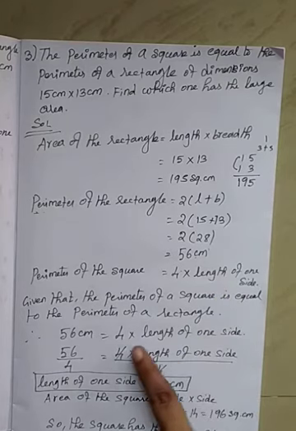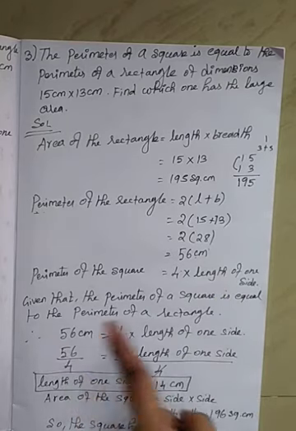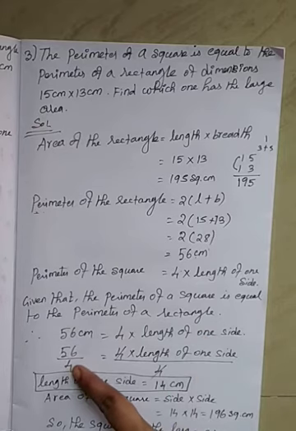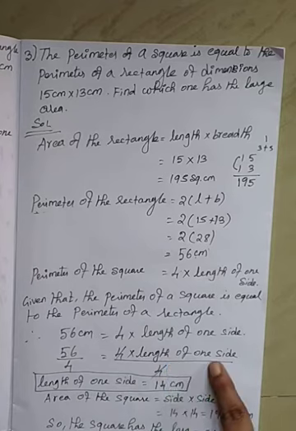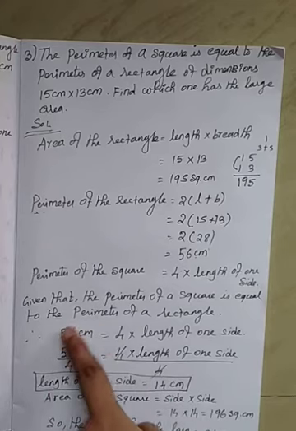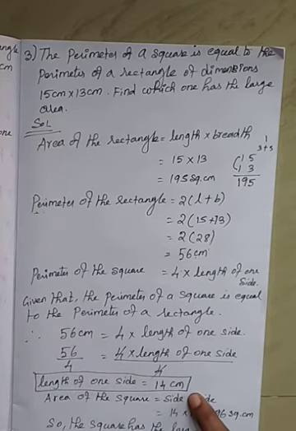Okay. Now to remove this 4, on both sides you have to divide by 4. So you will get 56 by 4. On this side, 4 into length of one side divided by 4. See the right hand side, cancel the 4, you will get length of one side. So length of one side is nothing but, simplifying that, you will get 14 centimeter.